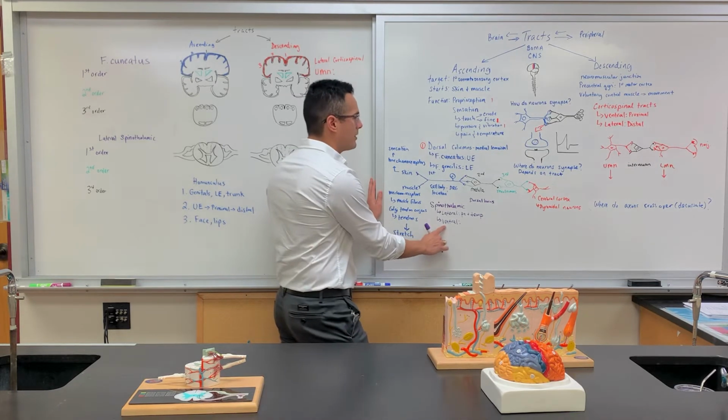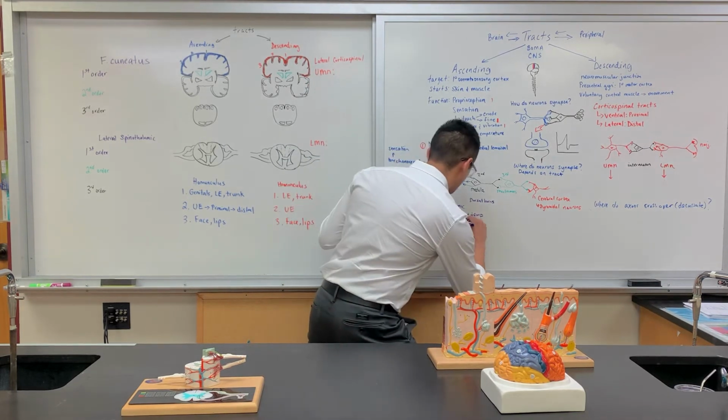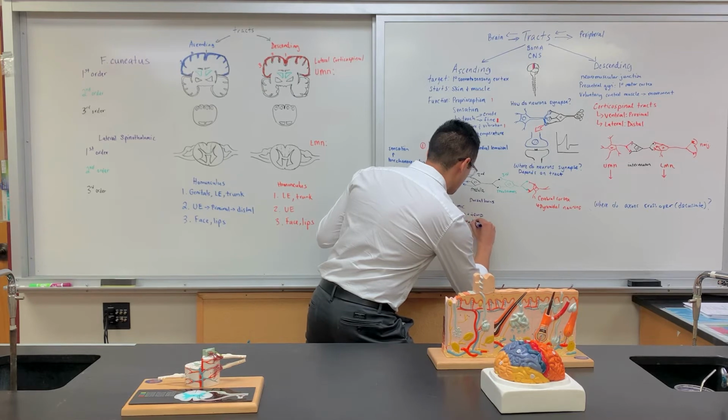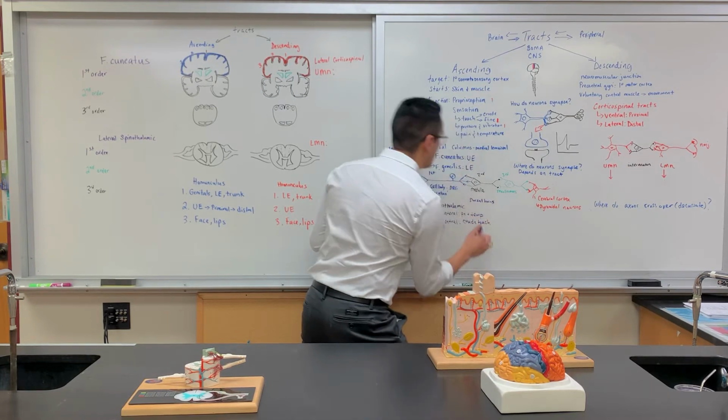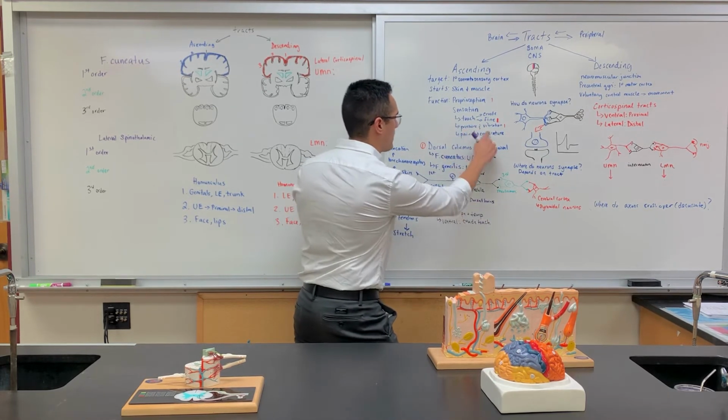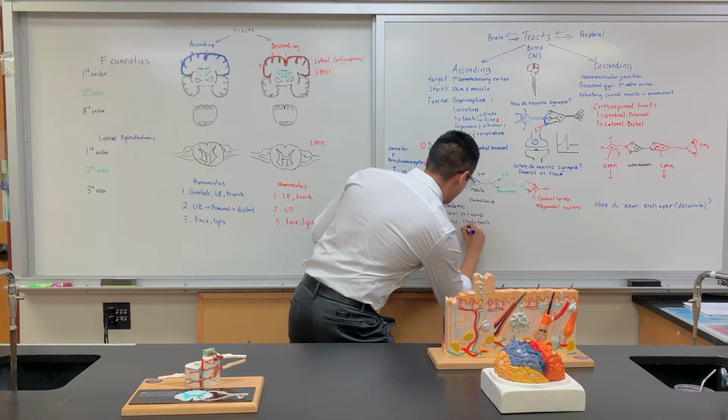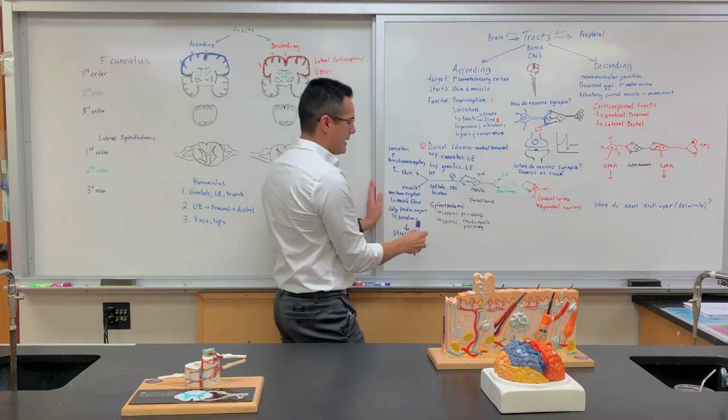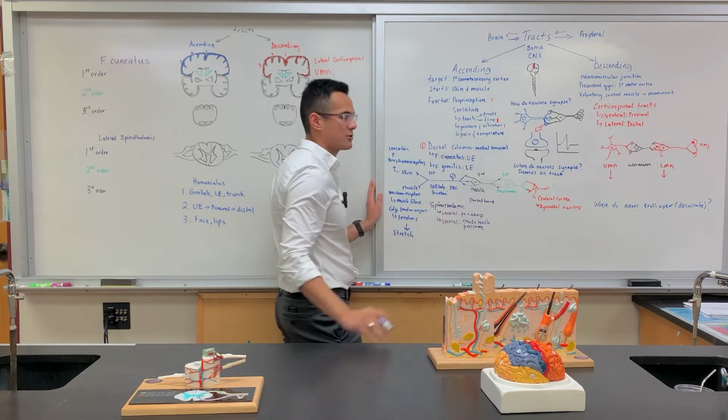And then some of the other ones for the ventral, so you have crude touch. You also have vibration, or actually pressure. So crude touch. Yeah, crude touch and pressure. Those are the main ones for the ventral spinothalamic.